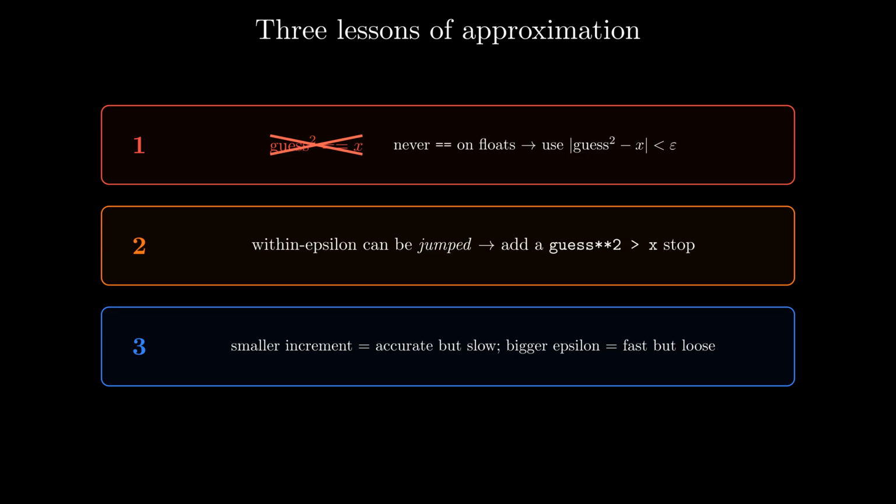One last thing, this whole approach is slow because it starts at 0 and crawls up one tiny step at a time, even for a number whose root is clearly large. There is a much faster way to approximate a root, and that is exactly where we go next.